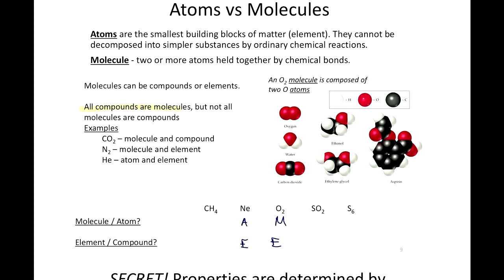So let's see if we can go through these examples here. CH4, is that a molecule or an atom? Molecule, yeah, because we have atoms bonded to each other. But is CH4 an element or a compound? A compound, yes, because more than one element is present. All right, we did neon and oxygen. Neon's an atom, but oxygen is a molecule, but both of them are elements because they're on the periodic table. What about SO2? What is that? Molecule and a compound, and then S6.